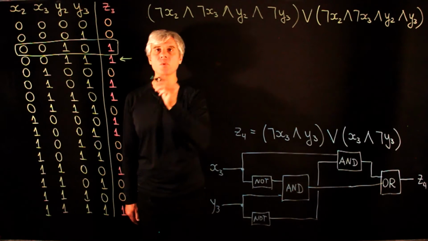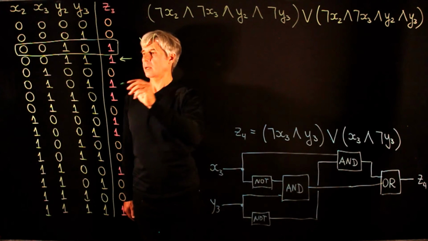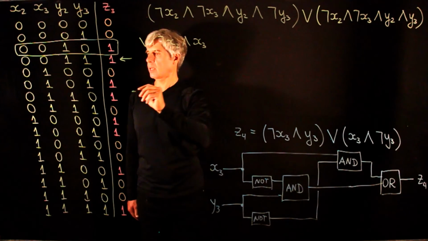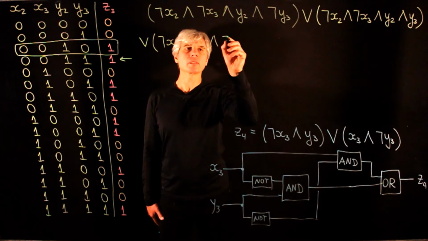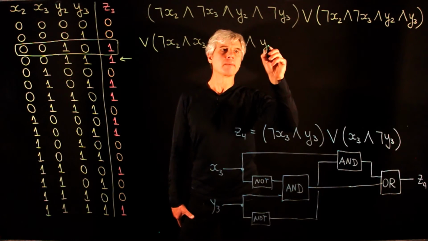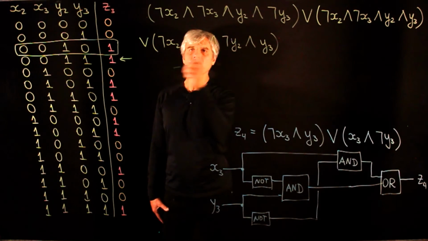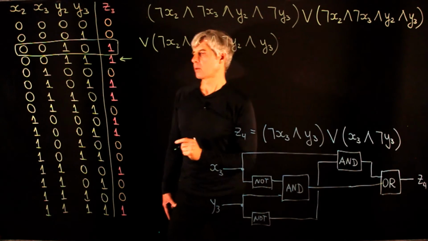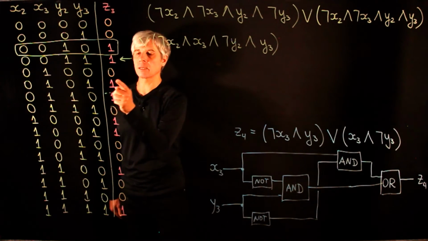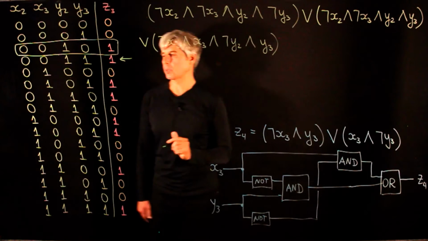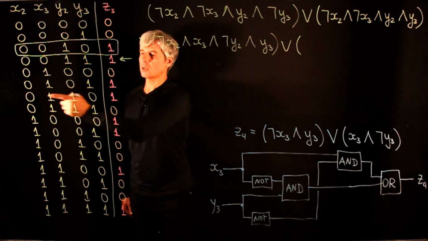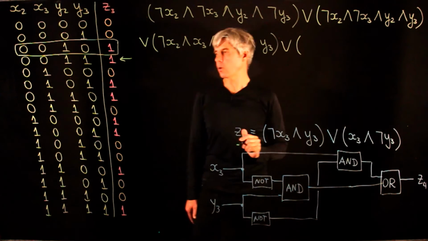So for example, for this one, we take not x2 and x3 and not y2 and y3. So this conjunction will correspond precisely to this row of the value table, and it will generate 1 on this input. And we put disjunctions of conjunctions that correspond to each row where we have 1.